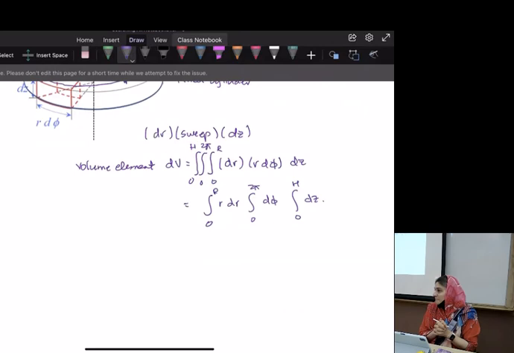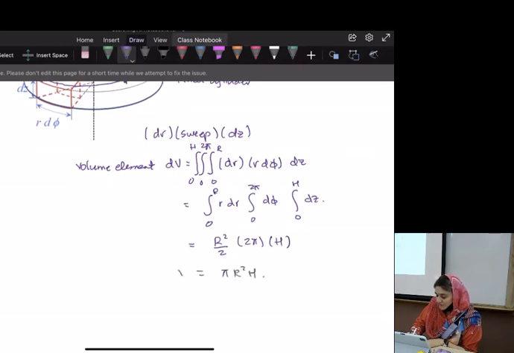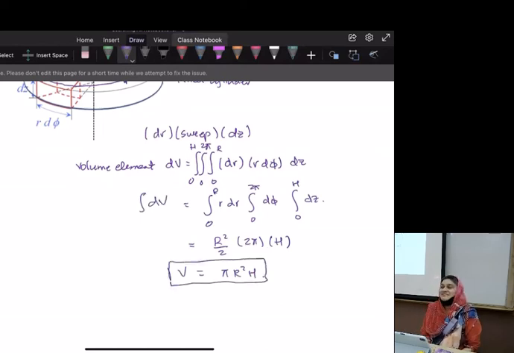Good? So what's the answer? R squared by 2, 2 pi h. So the answer is pi r squared h. And on this side, it was just dv, correct? This is so cool. It's like literally 2 steps. And you never have to memorize those formulas again, ever. You can just derive them every single time.